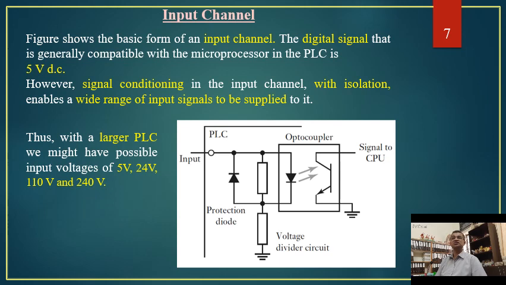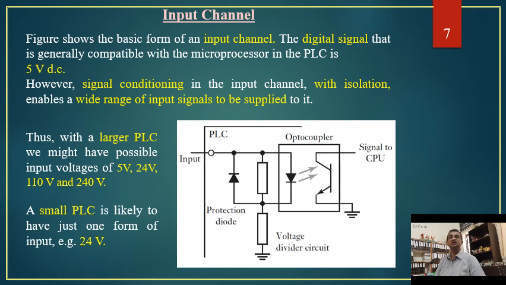So with a larger PLC, it is possible to have inputs like 5 volt, 24 volt, 110 volt, 240 volts, and so forth. But note that CPUs often work with 5 volt DC. So that is why coupling this one requires an isolation as well, whether it is input or output.